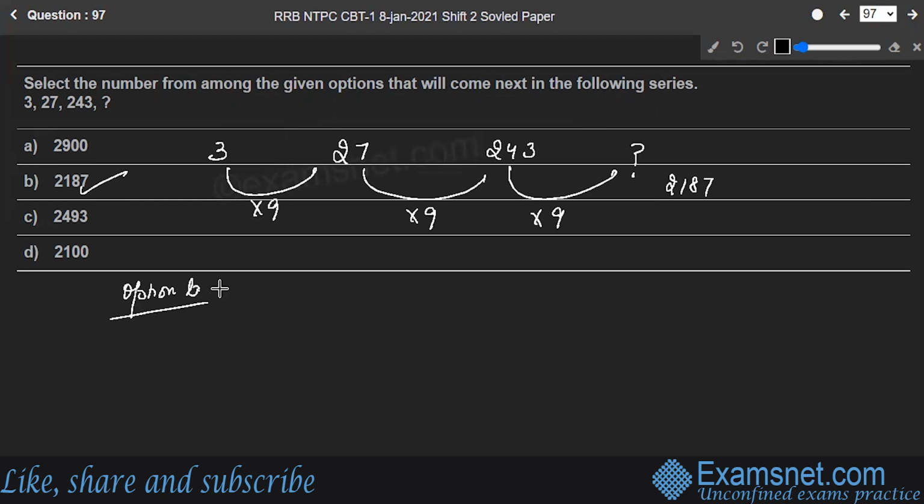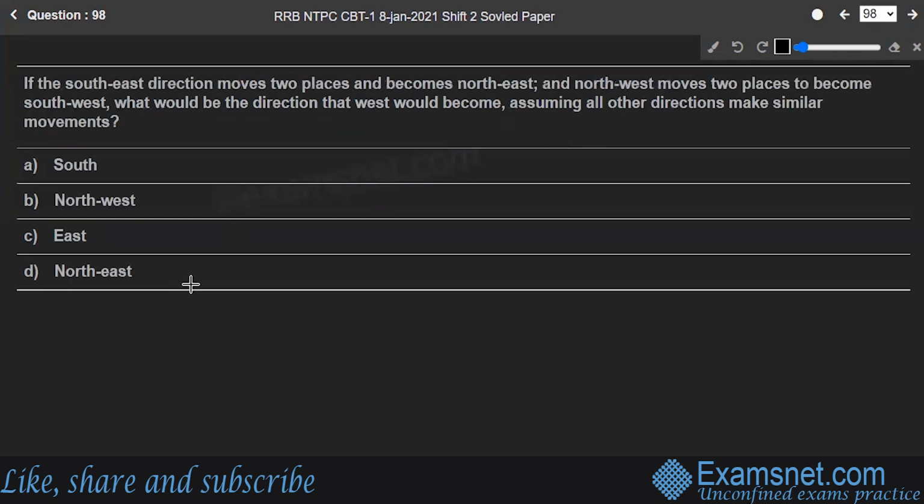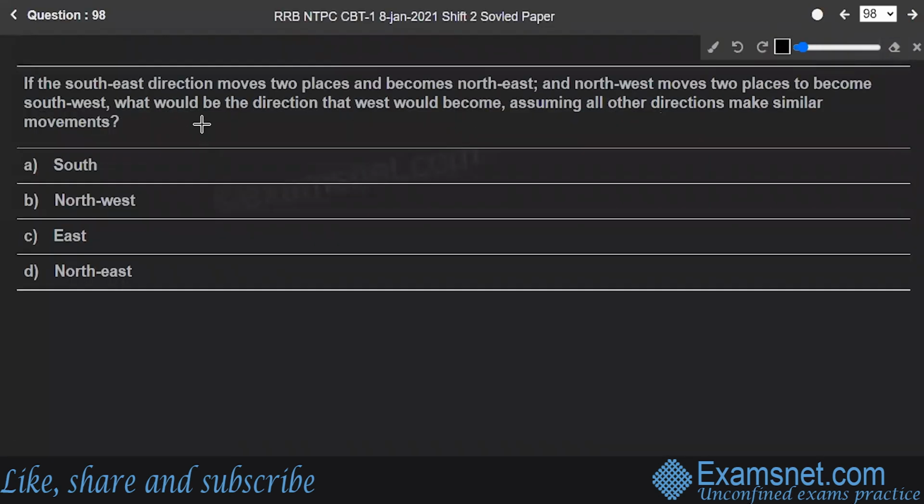Hope you got this. Let's move to the next question, number 98. If the southeast direction moves 2 places, becomes northeast, and northwest moves 2 places to become southwest, what would be the direction that west would become, assuming all other direction make similar movements? So see one thing in the question. In this condition, this is true when, see, let's make the diagram first.